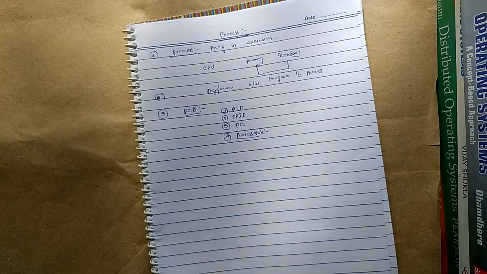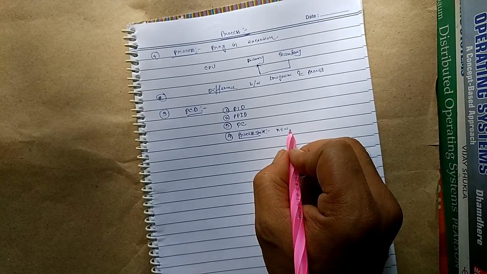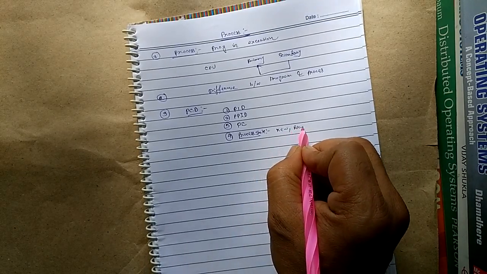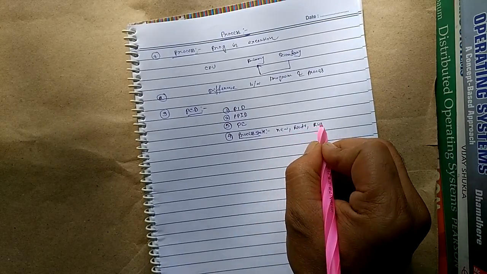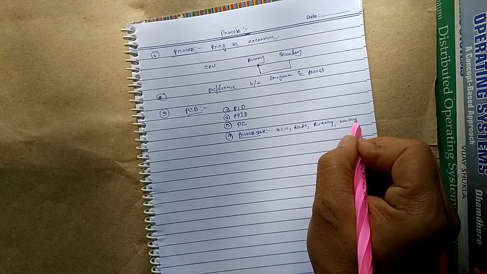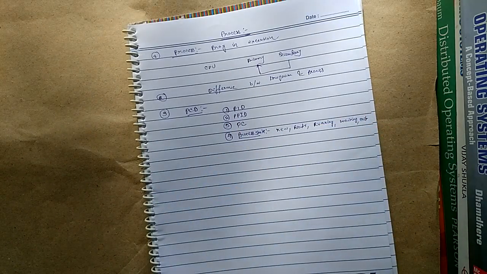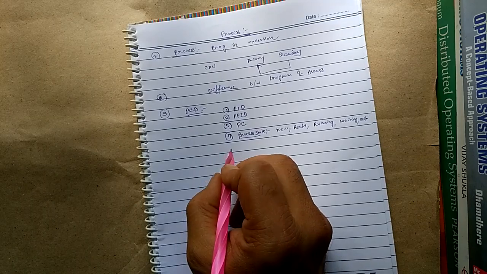What does process state tell? Process state tells whether the process is new or ready, or it is running, or it is waiting, or it is exiting. We'll see with an example in my next lecture or in the next section. So, this is the different process state.